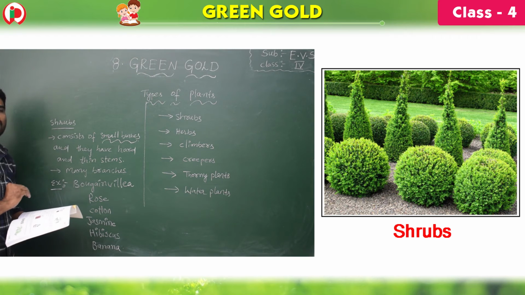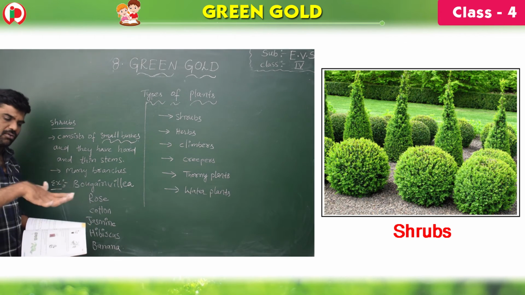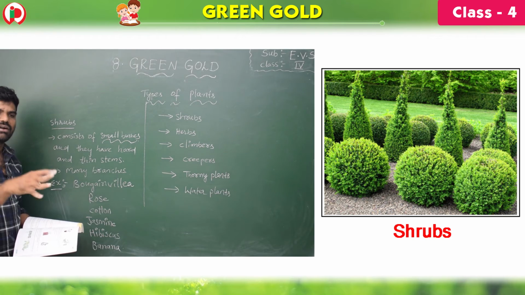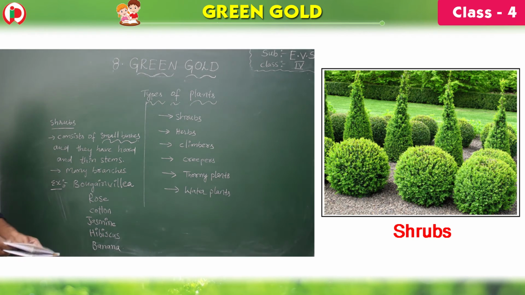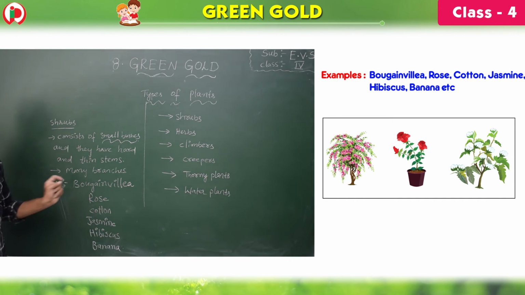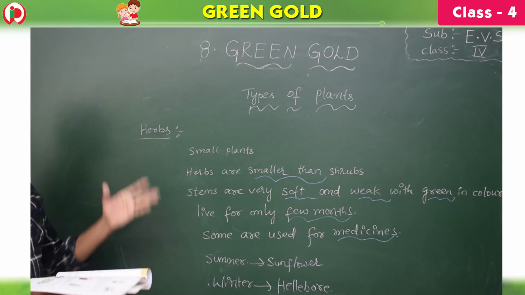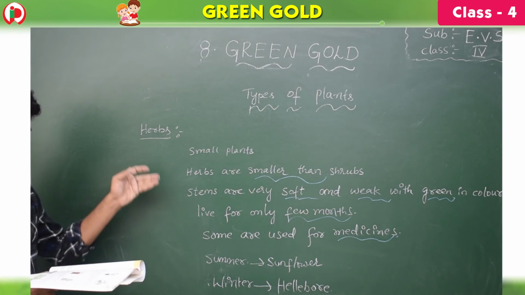They grow close to the ground. That is why they are called bushes. Examples: bougainvillea, rose, cotton, jasmine, hibiscus, banana. So as these grow close to the ground, they are called bushes. They have many branches and the stem is hard but thin. Okay. Children, next see herbs.